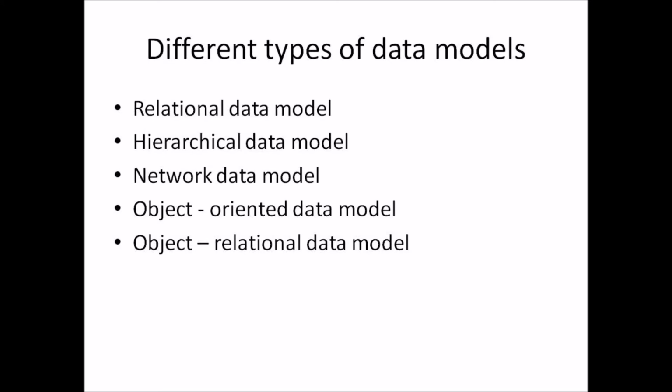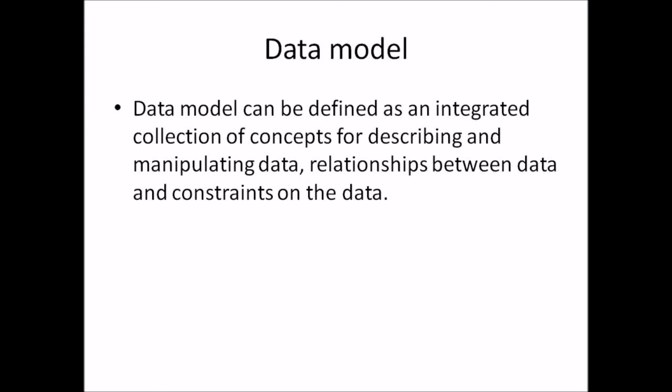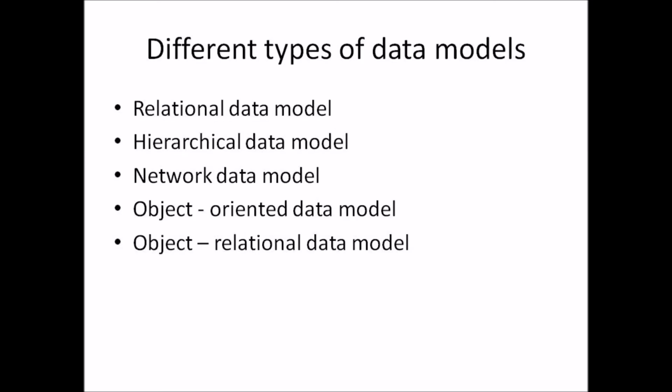Data Model. Data model can be defined as an integrated collection of concepts for describing and manipulating data, relationships between data, and constraints on the data. The different types of data models are relational data model, hierarchical data model, followed by network data model, object-oriented data model, object-relational data model. So these are the different types of data models.